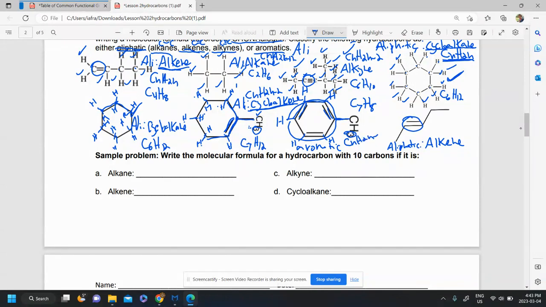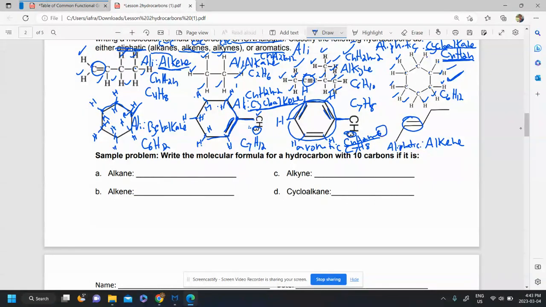CnH2n minus 6. So it would be C7H, so 2n is 14, minus 6 is 8. Or you can just draw out the hydrogens and count them from there, and that works as well. So what I would do is practice doing both. Practice using a general formula, and practice counting.